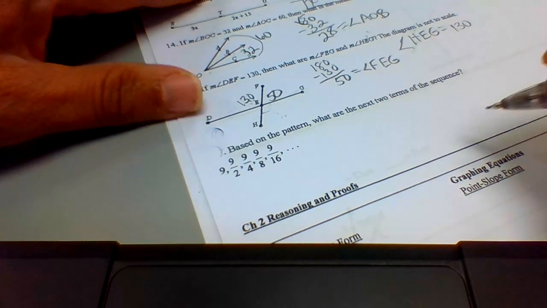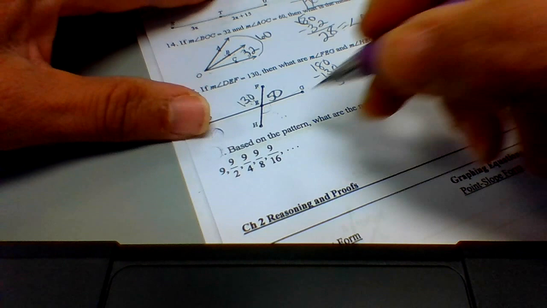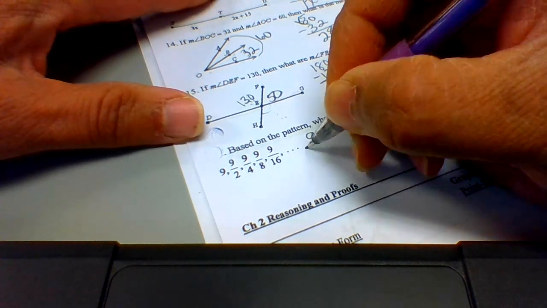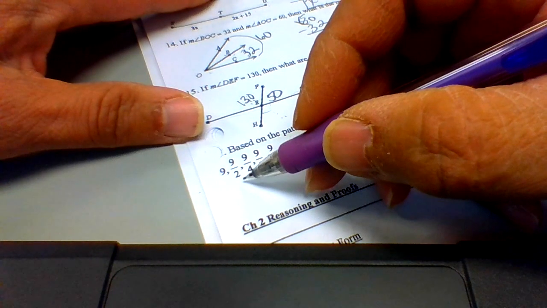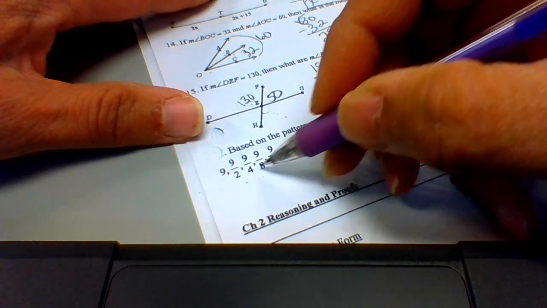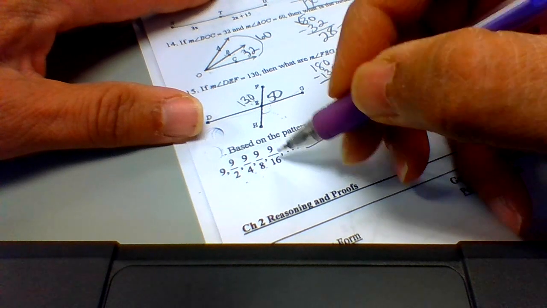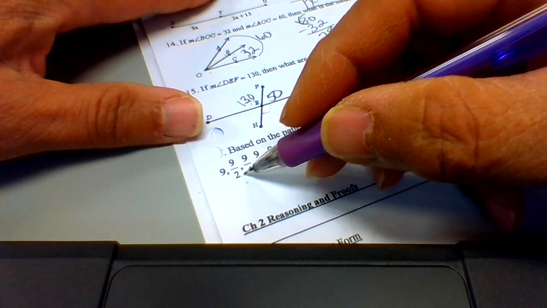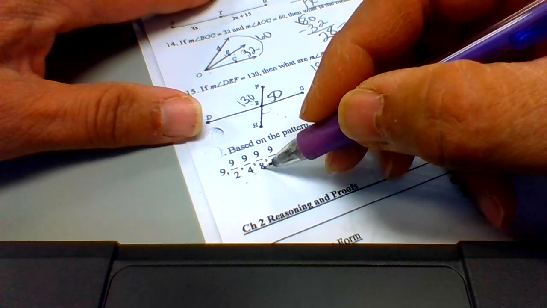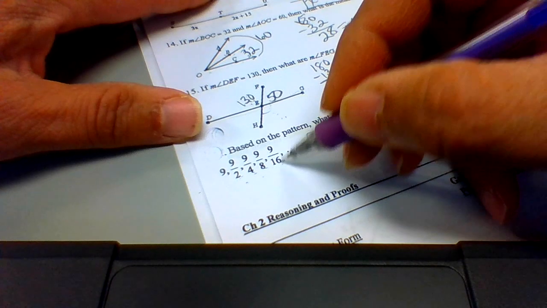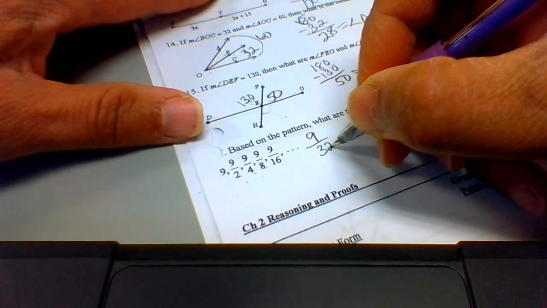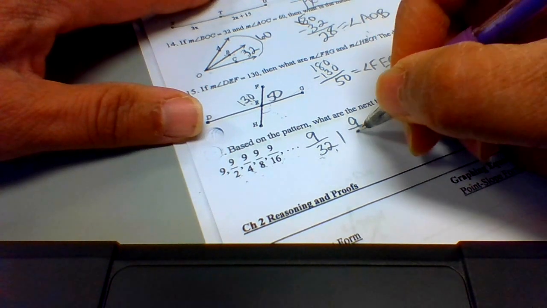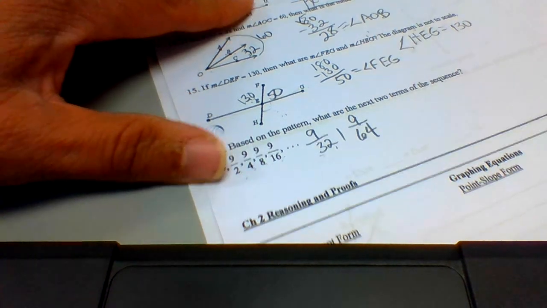Based on the pattern, what are the next two terms of the sequence? Well, it looks like the top stays 9. So 9 would be the top. And this is 2, 4, 8, 16. Looks like you're taking the previous bottom number and multiplying it by 2. 2 times 2 is 4. 4 times 2 is 8. 8 times 2 is 16. So 16 times 2 would give me 32. And then the 9 would stay the same. And I would take the 32 and multiply it by 2 and get 64.